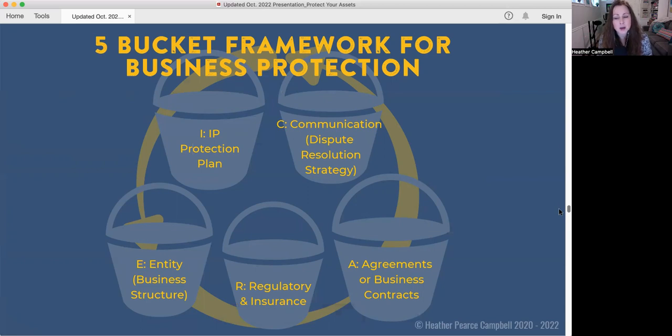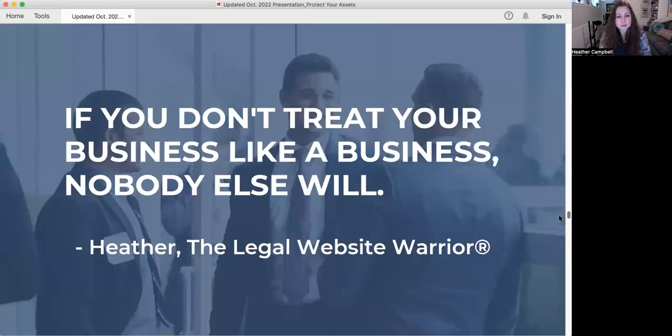But I hope you found this framework helpful. It really can simplify your approach and your strategy when it comes to what is the next order of priority for what you need to handle in your business. At the end of the day, if you don't treat your business like a business, nobody else will. And that is true of the government, the IRS, our court system, and a client. When we show up and we've taken care of our business, we have a legal entity in place, we've got our business contracts in place, we have proper policies in place, people relate to our business differently, and we actually attract higher value clients.